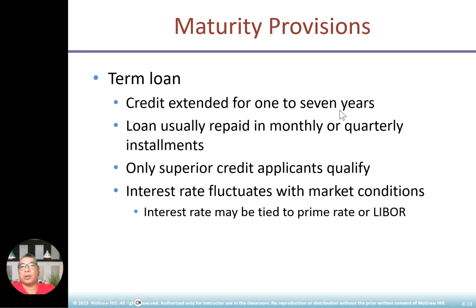In terms of maturity, the term loan is a credit extended for 1 to 7 years. Loan usually paid in monthly or quarterly installments. Only superior credit applicants can qualify. So if you have a AAA rating, that's good, then you can do that. Okay, anything that's A rating, they usually can do that. A company that has that kind of rating. Interest rates fluctuate with market conditions. Interest rate may also be tied to prime rate or LIBOR.